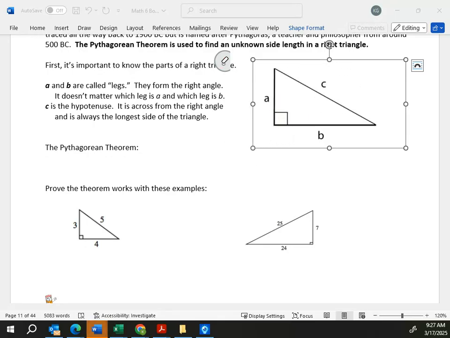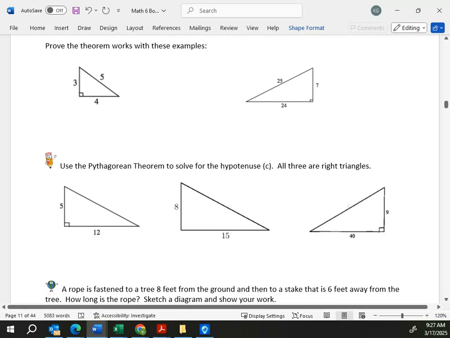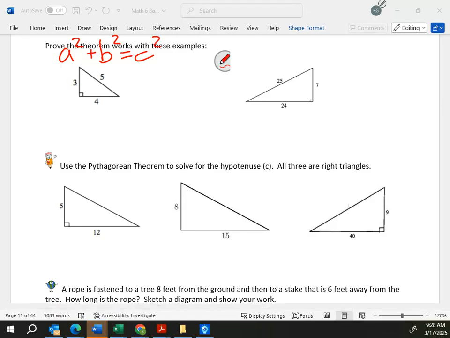So let's see how we work with this information. First, we're going to prove that the theorem works with these examples. So if our theorem is A squared plus B squared equals C squared, how would I write that using these sides? What would it look like, James? 3 squared plus 4 squared equals 5 squared. So we're using easier numbers with this one so we can see how it works.